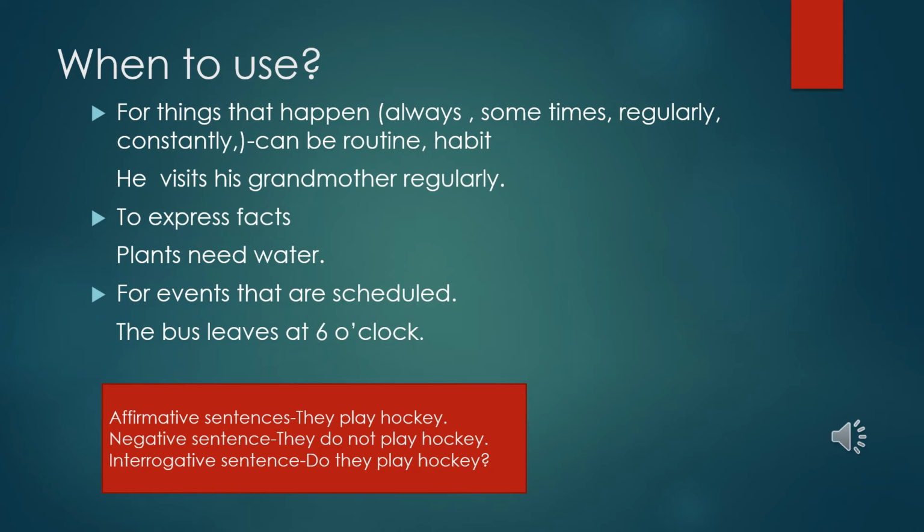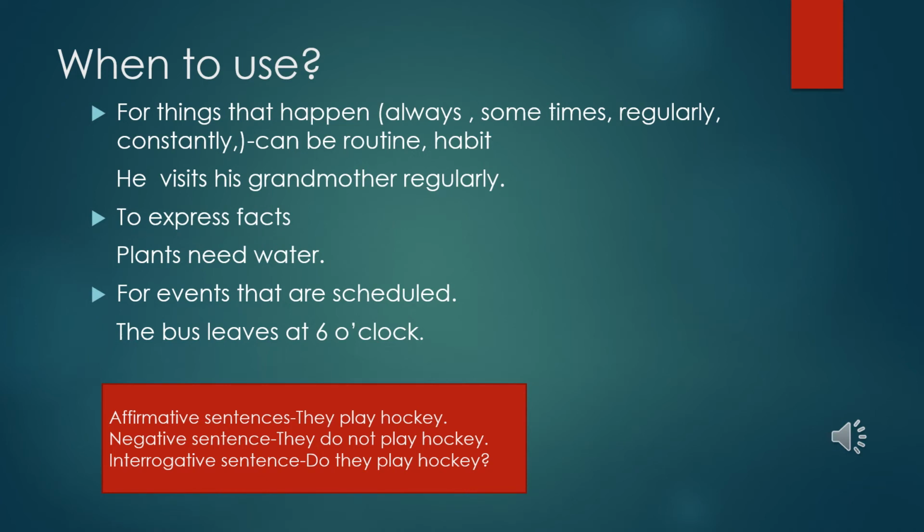Now, there are some more uses which I will be covering in the next slide. Just see how to change it into an affirmative sentence, negative sentence, and interrogative sentence. Affirmative sentence means positive sentences like they play hockey. It is the base form of that verb, like they play, he eats, she eats, he plays, she plays. As I said, these are the tips you need to know already, that is subject plus verb plus object.